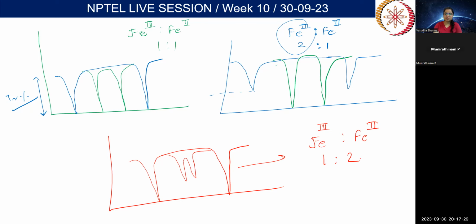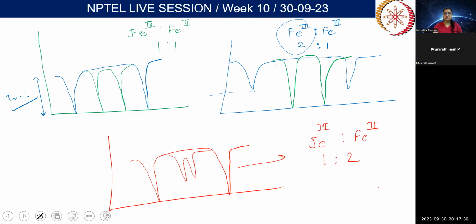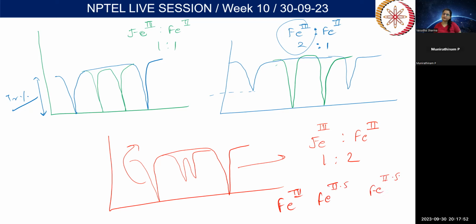Clear, ma'am. So in the earlier case, we expected it to be Fe3, Fe3 and Fe2, that means 2:1. So it should look like this particular case. But actually, we got the spectra this way, where it is not matching exactly with Fe3, Fe3, Fe2. It is actually matching with Fe3, Fe2.5 and Fe2.5.